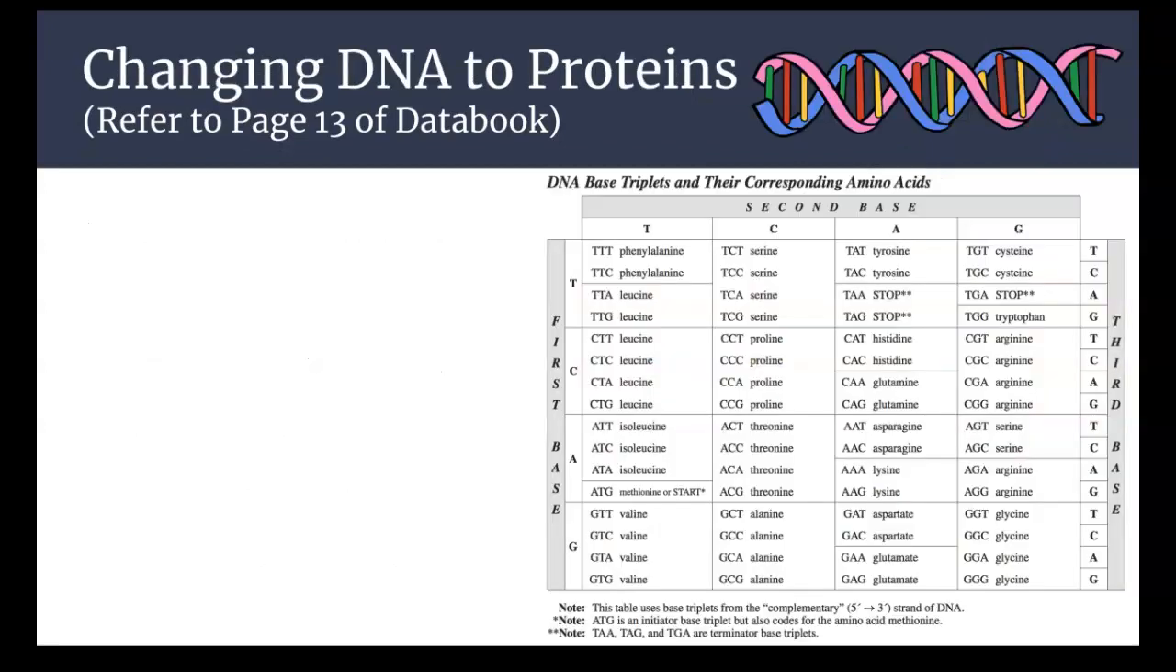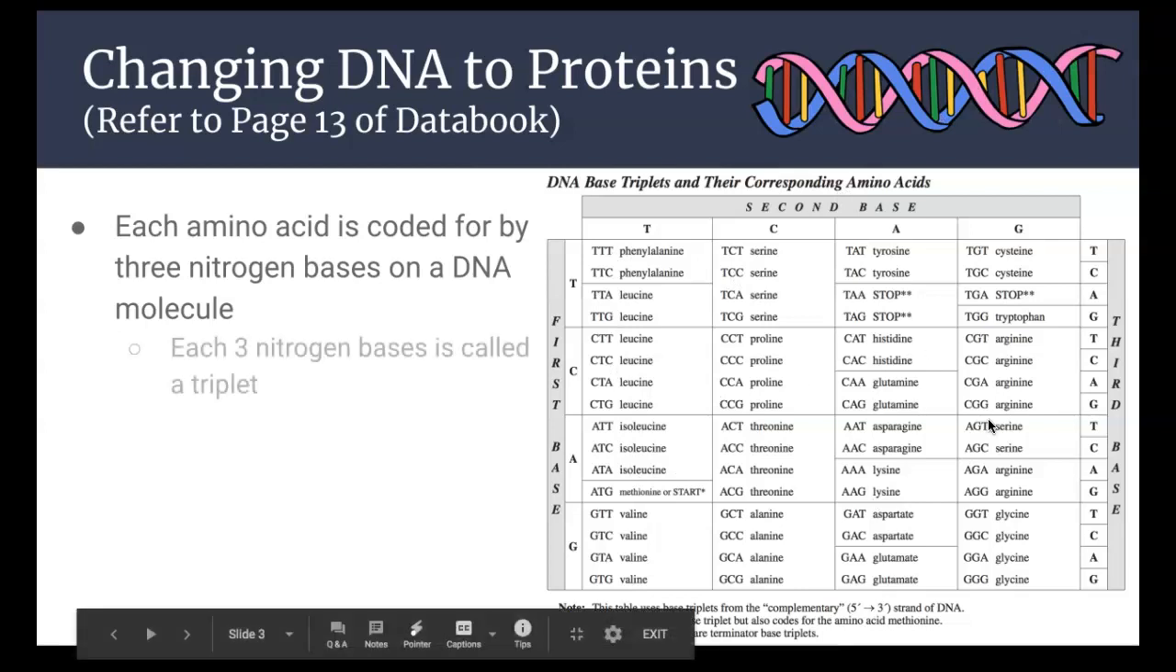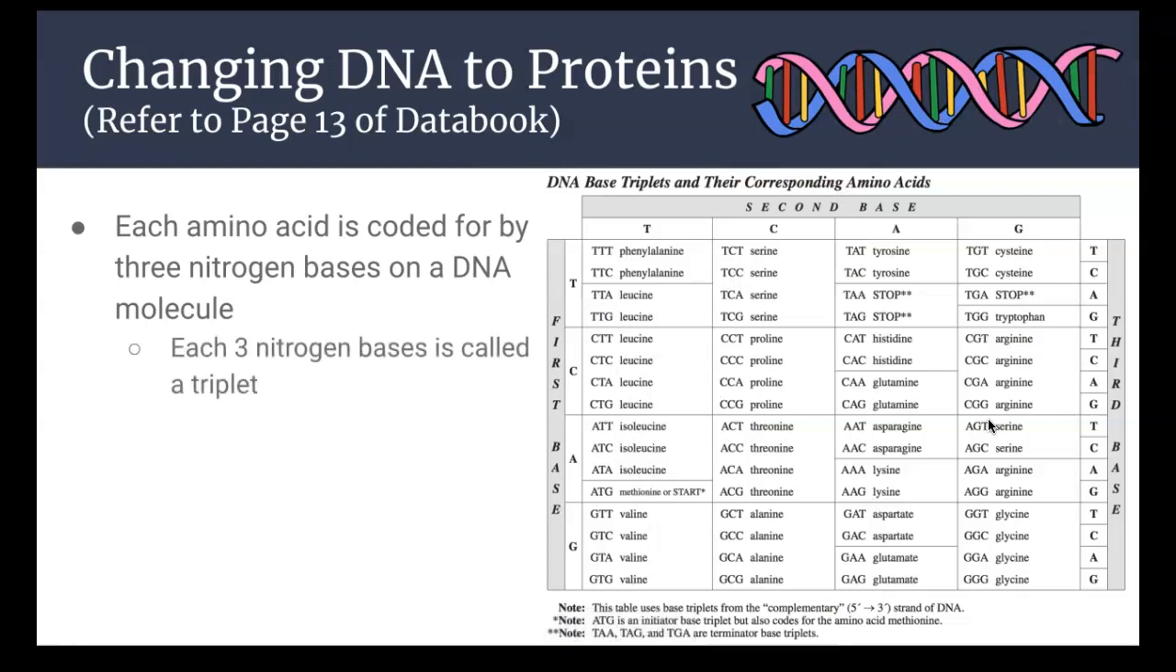So in your data book on page 13, you have a table that looks like this. We're going to be looking at that table all day today. This is a table that you have to refer to in order to find the amino acids. You don't have to memorize this table. You can always use it to look stuff up. Amino acids are coded from 3 nitrogen bases. You can see all of the different options of the 3 nitrogen bases and the different amino acids. Each 3 nitrogen base is called a triplet of DNA. So you can see the title of our table is DNA-based triplets.